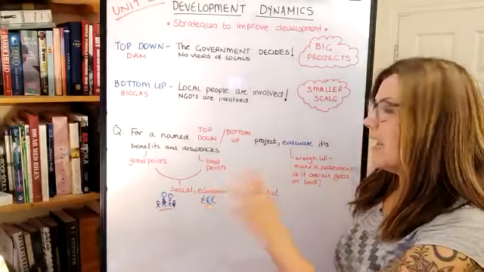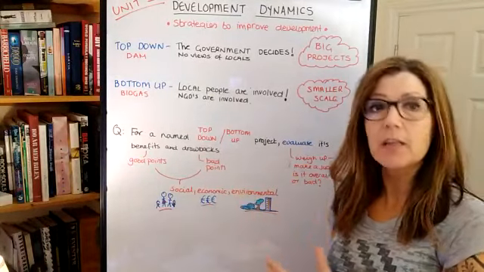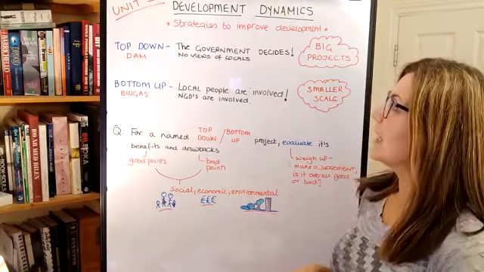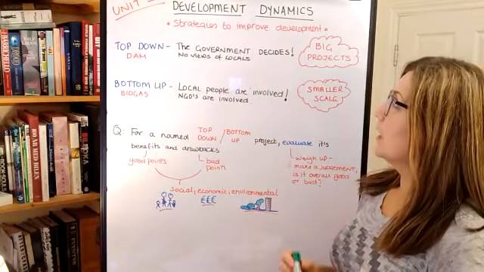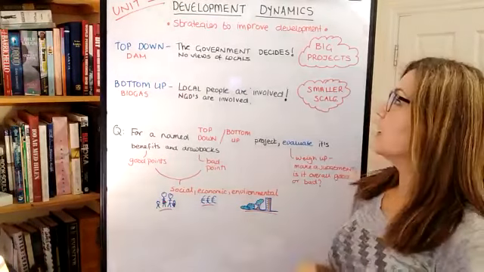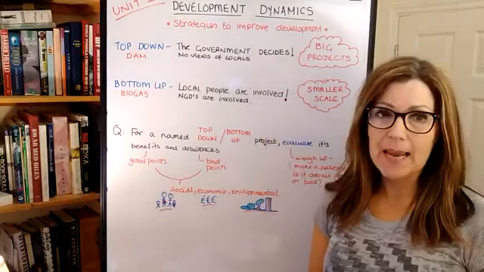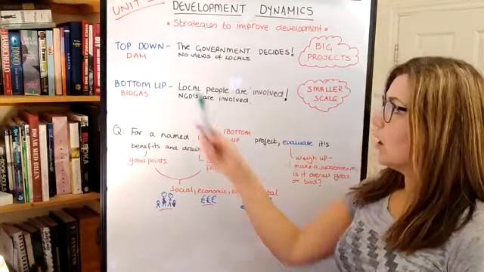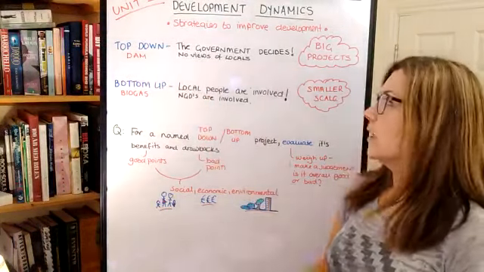And you can use the information from this exam style question in lots of different exams if the command words are kind of the same. So we'll look at that in a second. So this is for development dynamics, and we're looking at top-down and bottom-up strategies to improve development in a country, in a low-income country or a middle-income country. So I'm going to run through some definitions with you.